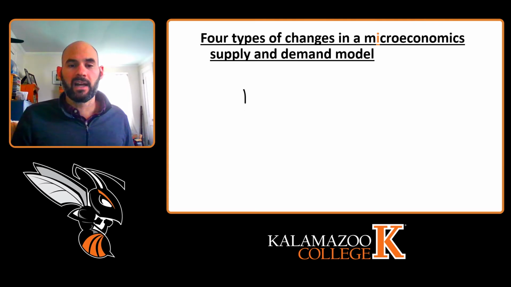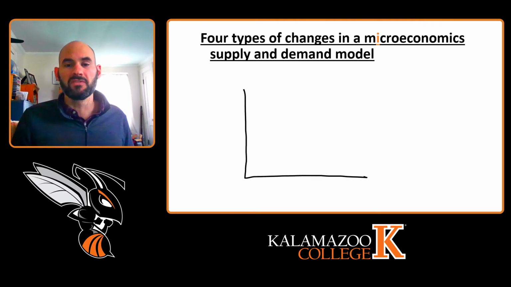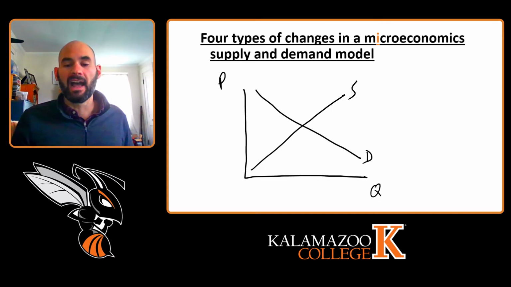So when we think back to what the four types of changes in a microeconomic supply and demand model would be, we could either have an increase in demand, or a decrease in demand, or an increase in supply, or a decrease in supply.